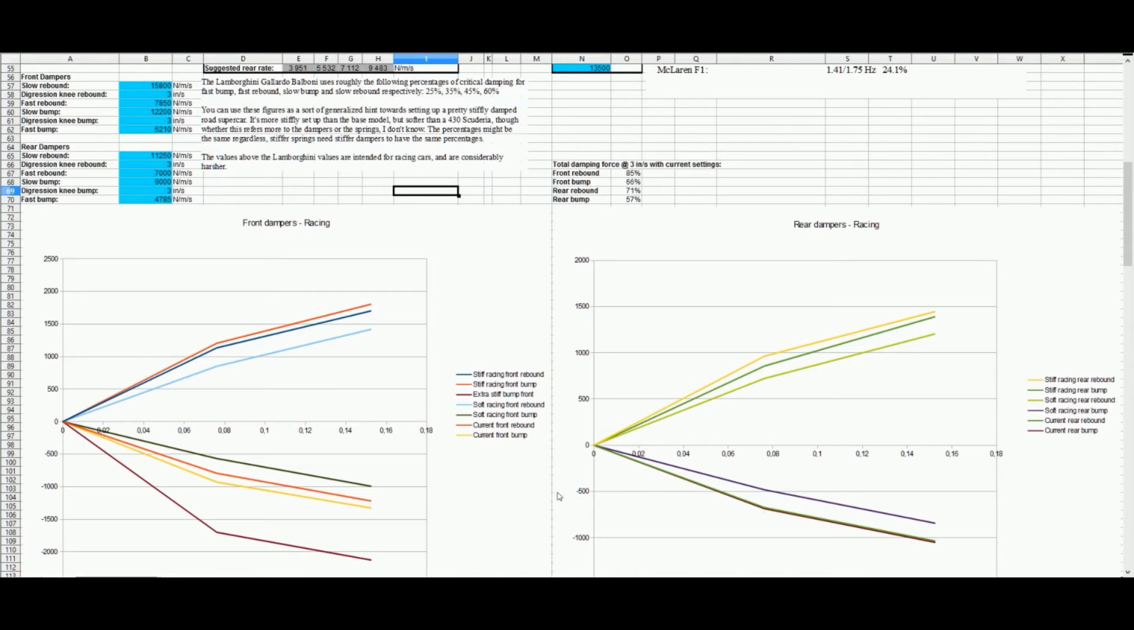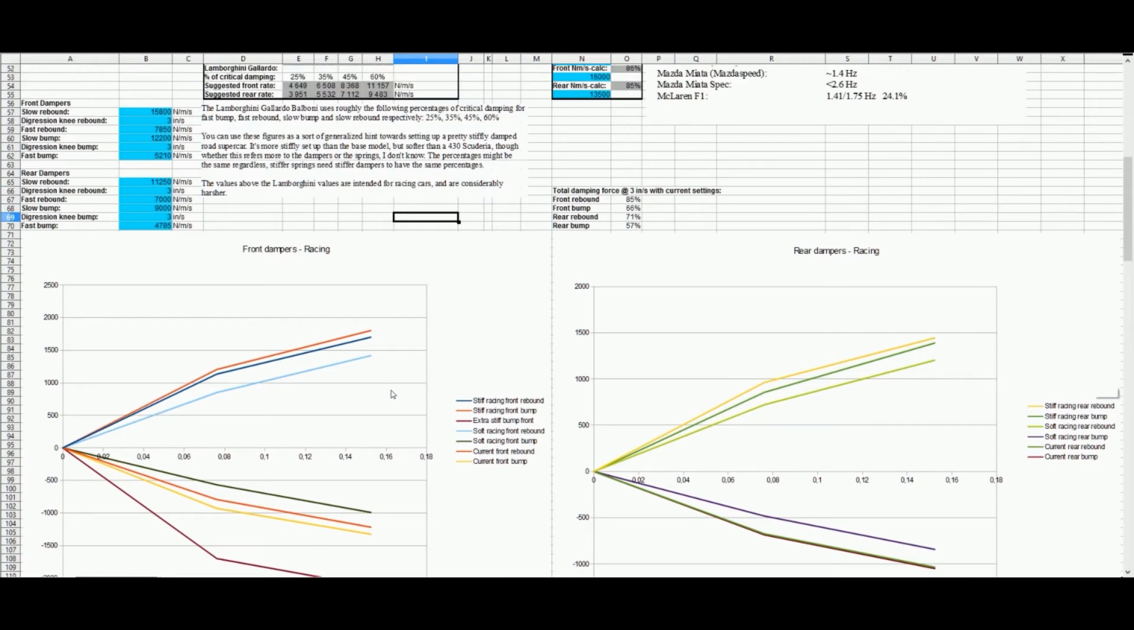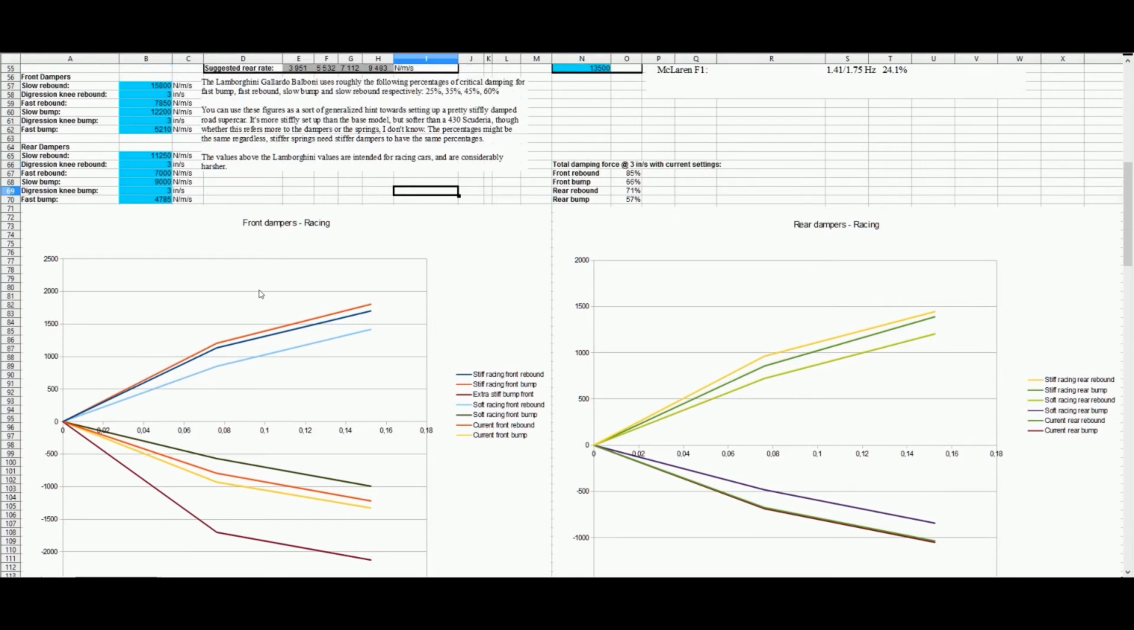So in fact, I think that the dampers may in fact be 3 inches per second dampers, or 3 inches per second digression knee dampers rather. So yeah, that actually looks pretty good. And it would basically work the same way even if the digression knees were even faster than that. But what if they were slower? What if they were 1 inch per second? So let's put in 1 inch.